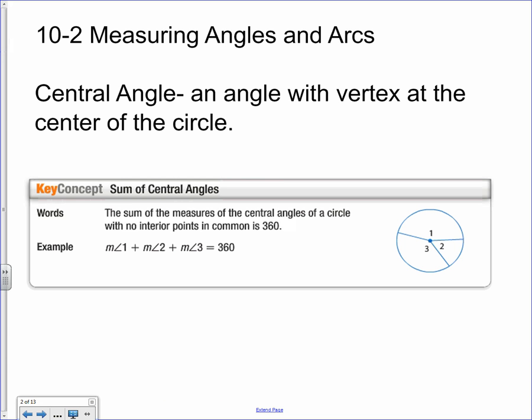Right, today we are talking about 10-2, measuring angles and arcs. So the first thing here is a central angle. A central angle is an angle with the vertex at the center of the circle.